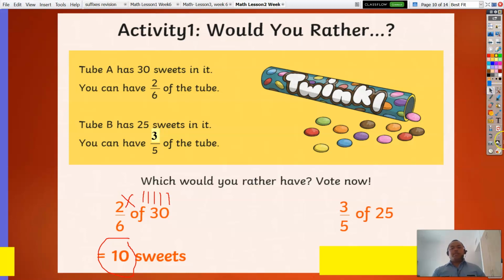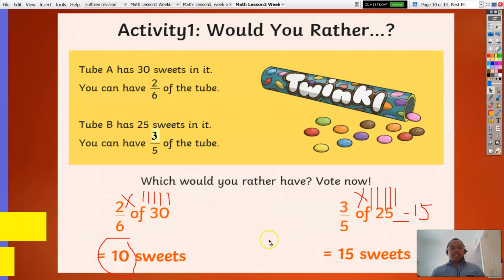Now, let's have 3/5 of 25. All we have now is 5 as our denominator. Skip count by 5 till you reach 25: 5, 10, 15, 20, 25. Again, we got 5 times 3. So the answer is 15. Let's find out if our answer is the same. Yes, so there are 15 sweets. Very easy. You may apply different ways, whichever one you are comfortable with.